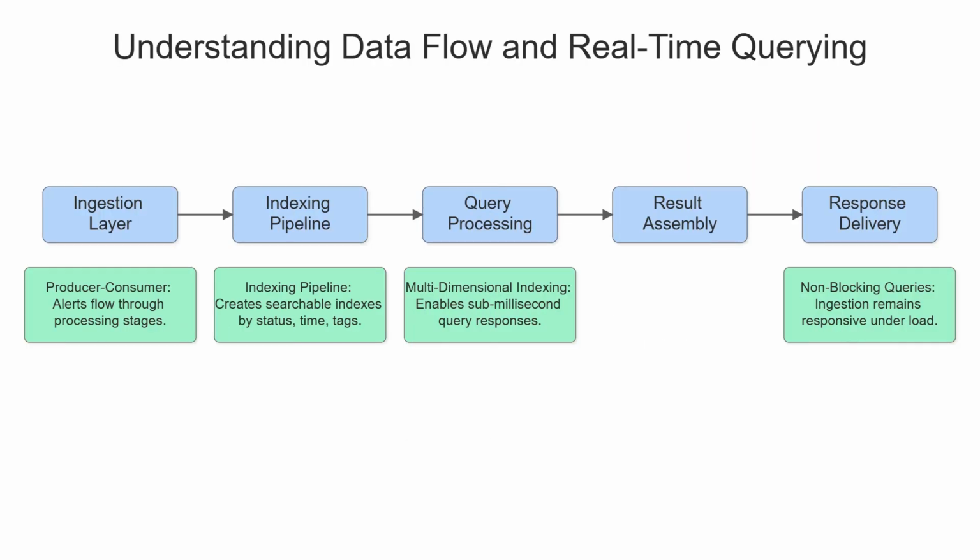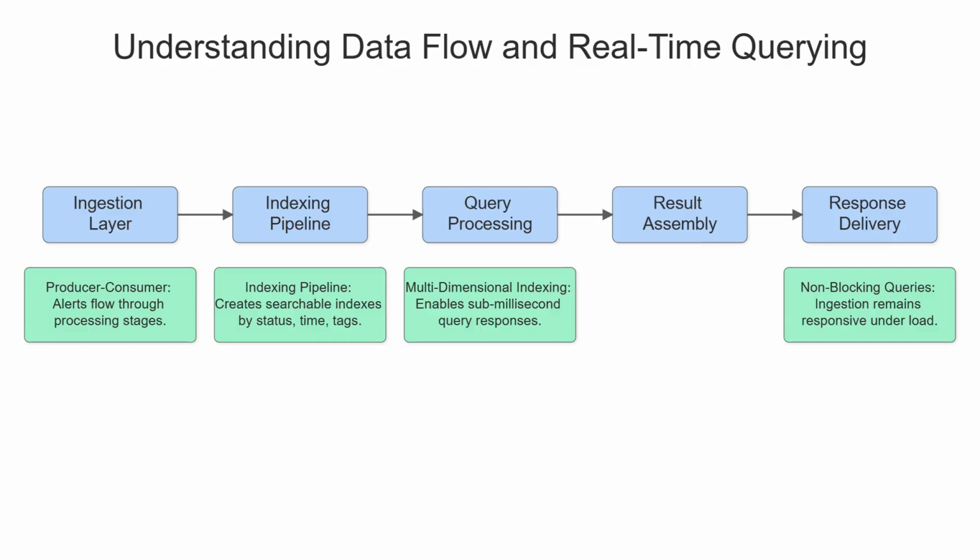Now, let's trace how alerts flow through our system and how we achieve those lightning-fast queries. The system operates on a classic producer-consumer pattern. Alerts arrive at the ingestion layer from various sources and then flow through several processing stages. Next, the indexing pipeline takes over. This critical stage creates searchable indexes based on various dimensions like status, time, severity, and custom tags. This pre-processing is what makes rapid searching possible.